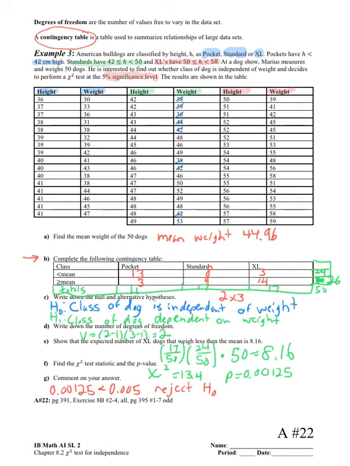And this is saying then that the weight of dogs is dependent on their class size. Their class size is dependent on their weight, I should say. That's what this final part is saying.